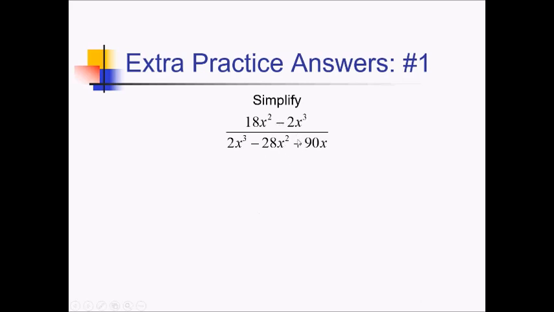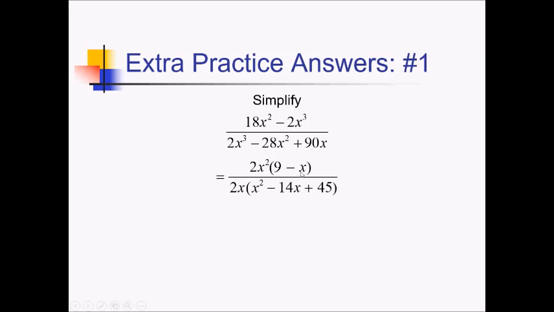So we can start by taking out some common factors. In the numerator, between 18x squared and 2x cubed, I can definitely take out an x squared, and I can also take out a 2. So a 2x squared will come out of there, leaving me with 9 minus x. And down below, it looks like I can take out an x from all of these and also a 2. So taking out 2x, we have x squared minus 14x plus 45.